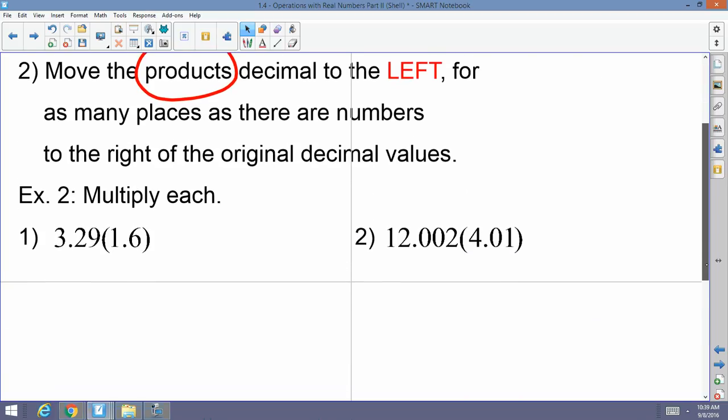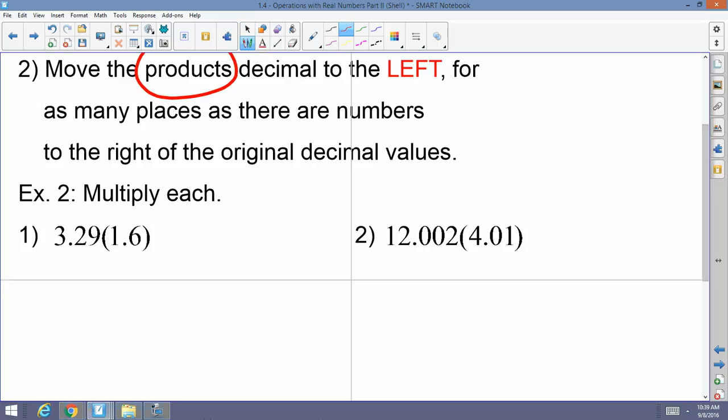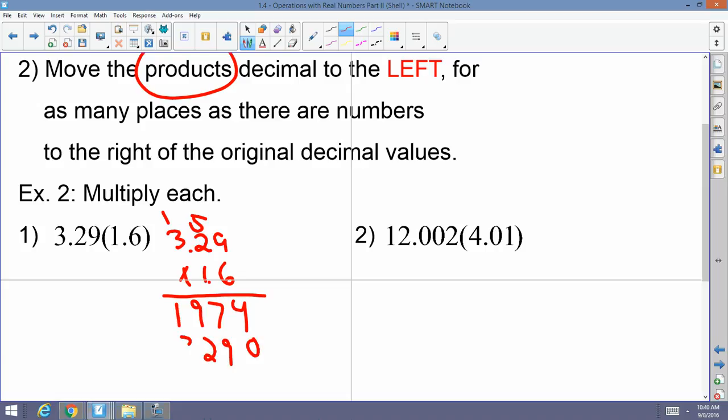Okay? So, how does that work? Well, very simply. Let's go ahead with number 1. I got 3.29 times 1.6. So I'm going to multiply. 6 times 6 is 36... carry the 5. 6 times 2 is 12, plus 5 is 17. Carry the 1. 18 and 1, 19. Skip a space. 1 times 9 is 9. 1 times 2 is 2. 1 times 3 is 3. So I got 4, 16, carry the 1, 10, 12, carry the 1, 3, 4, 5.